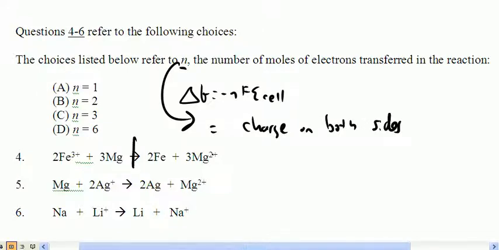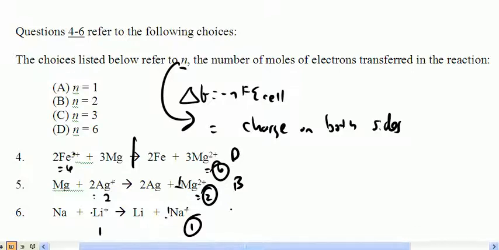So on this side, 2 times 3 equals 6, 3 times 2 equals 6. On this side, 2 times 1 equals 2, and 1 times 2 equals 2. On this side, 1 times 1 equals 1, and 1 times 1 equals 1. So 6, 2, and 1. So the answer to number 4 is D, the answer to number 5 is B, and the answer to number 6 is A.